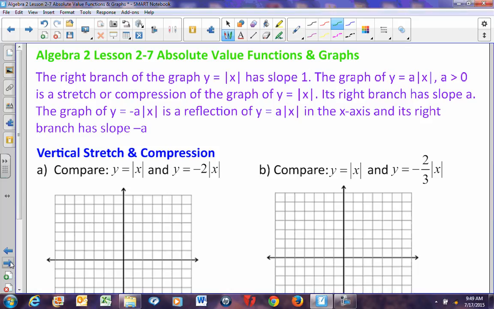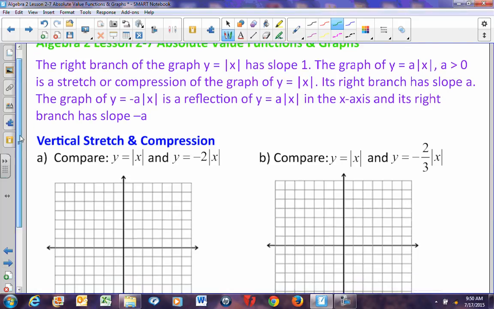All right, we've already talked about this. The right branch of the graph of y equals the absolute value of x has a slope of 1. The graph of y equals a times the absolute value of x, where a is greater than 0, is a stretch or compression. If a is greater than 1, it's a stretch. If a is between 0 and 1, it's a compression. Its right branch has a slope of a. Notice this is a reflection: the graph of y equals negative a times the absolute value of x is a reflection of that in the x-axis, and its right branch has a slope of negative a. We talked about how the slope on the right-hand side is a positive 1 over 1, and the left-hand side is a negative 1 over 1.